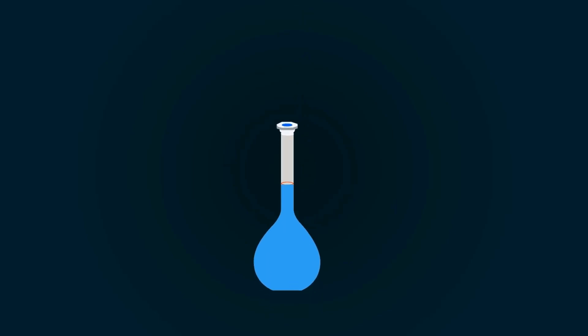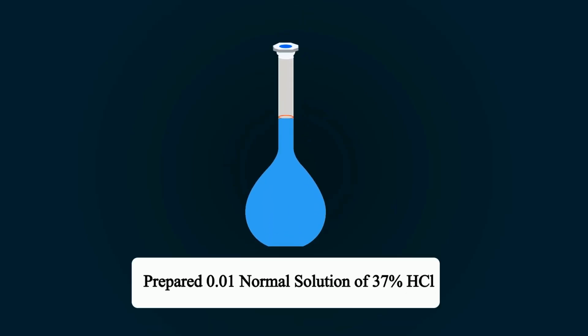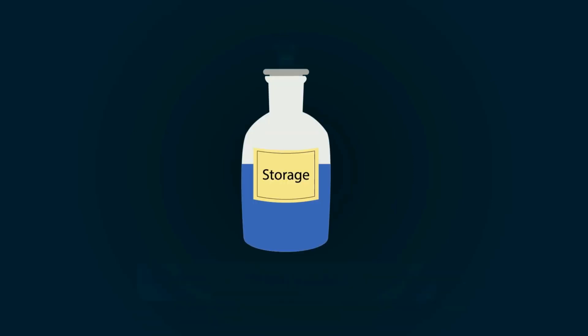You have successfully prepared 0.01 normal solution of 37% HCl. Now you can store it in any bottle you want.